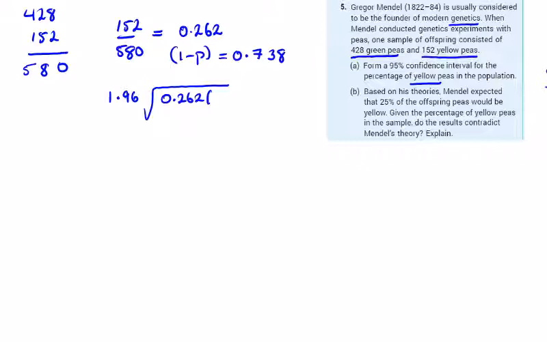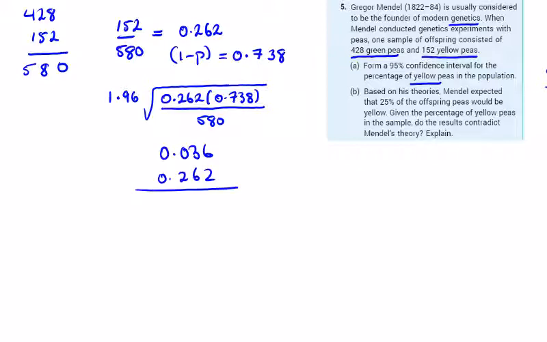by 0.738, the probability of not getting a yellow pea in our sample, divided by the size of the sample, which is 580. So 1.96 by that is going to give me 0.036.